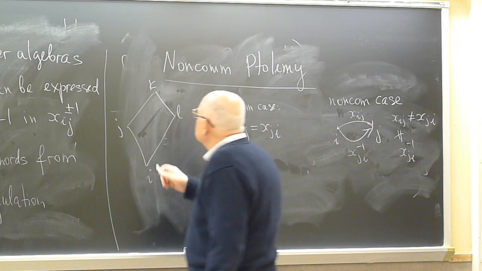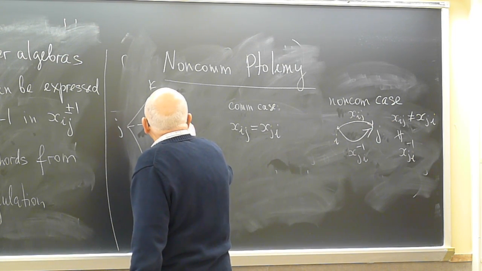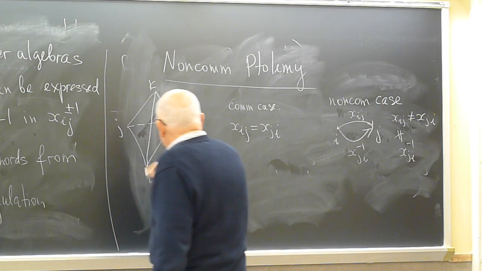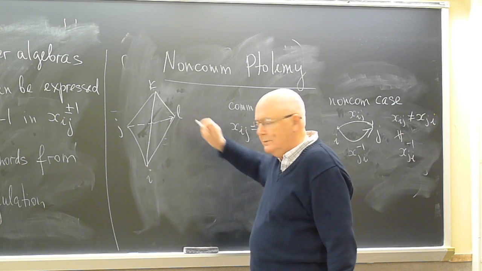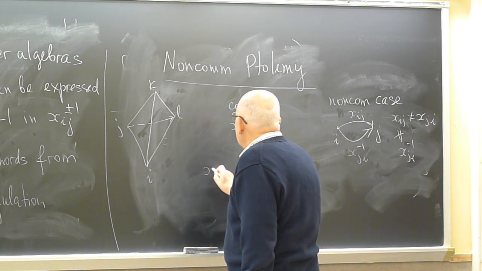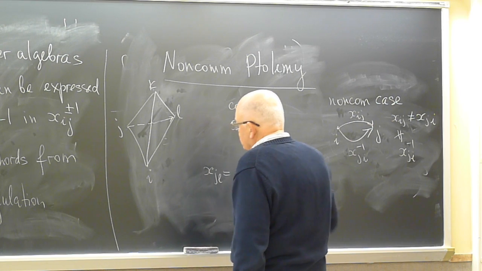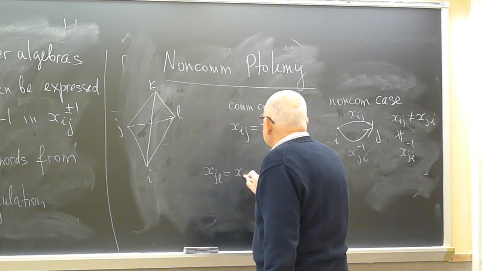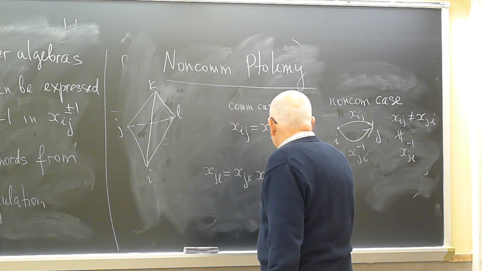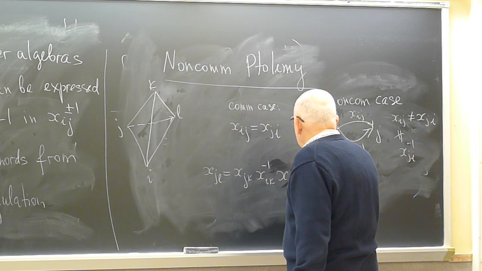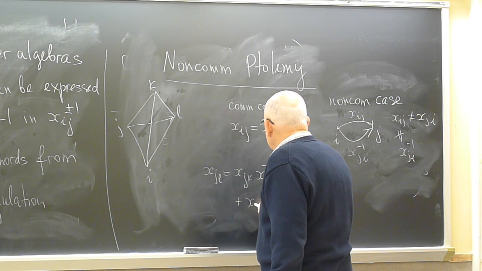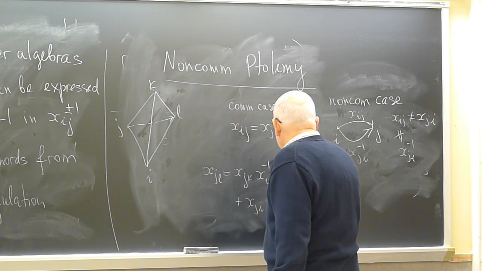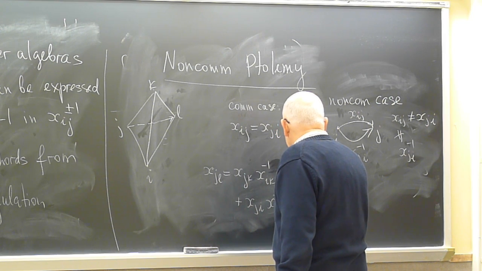So now suppose I have this triangulation with K, and I would like to express this. The element X_JL will be expressed as follows. I will write that this is x_jk x_ik inverse x_il plus x_ji x_ki inverse x_kl.